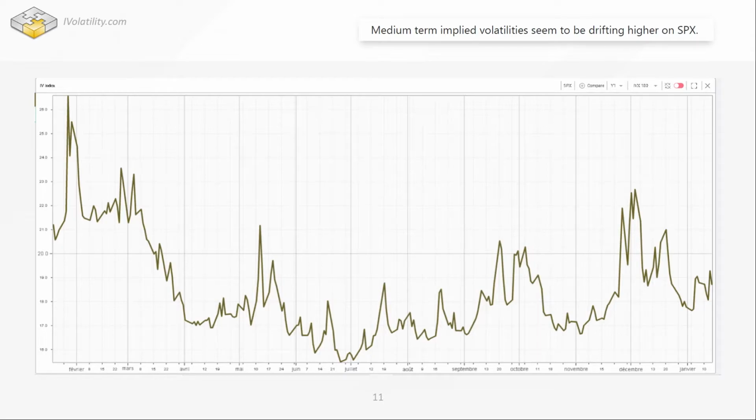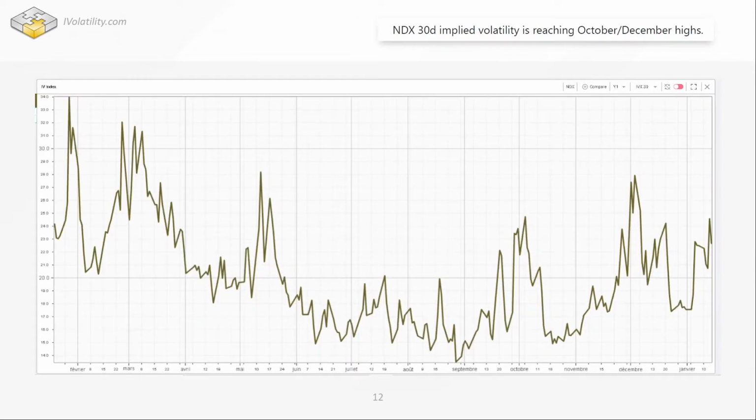This chart is just showing you implied volatility index, which is a measure that we created that allows us to sort of estimate the fair value for implied volatility for a specific term. So in this case, we're looking at 180 days. Looking at the Nasdaq, we can see that the front end of the vol curve in the Nasdaq, the 30-day in this case, has reacted quite aggressively.